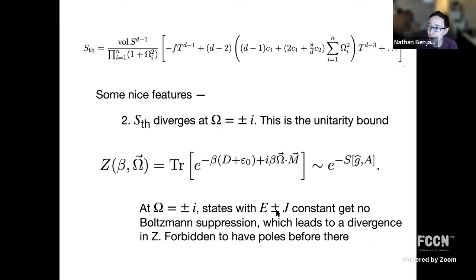But we know that there are always infinitely many such states, right? These are precisely Regge trajectories. For any CFT, at any fixed twist, at any fixed E minus j, as you go to higher and higher spins, there are always more and more states that have that precise twist. So there are infinitely many states with only a finite Boltzmann suppression. So the partition function must diverge. That's why there's a pole at omega equals i and nowhere before. So it's very nice that this formula knows about this.